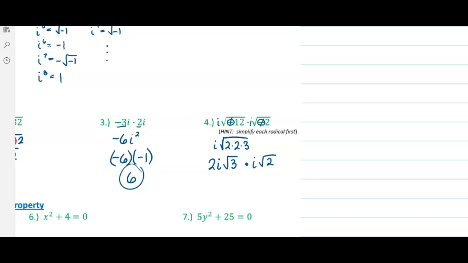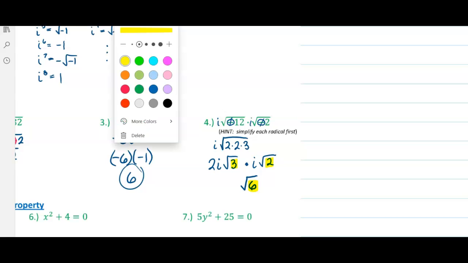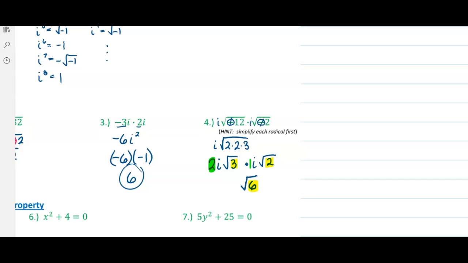When we multiply, the numbers under the radical can multiply to give me a 6. The numbers in front of the radical can multiply. So we have an invisible 1, which will give us 2. And then finally, we multiply these variables, even though it's a number.